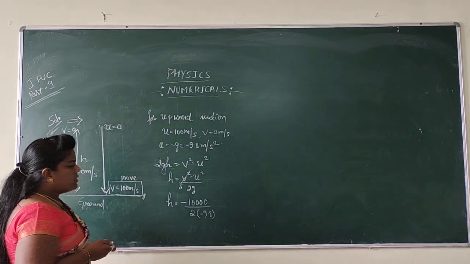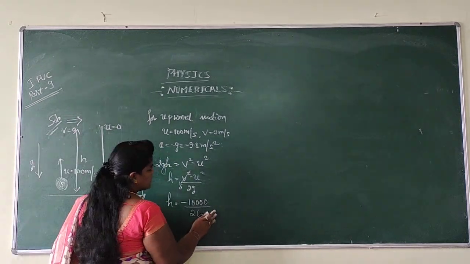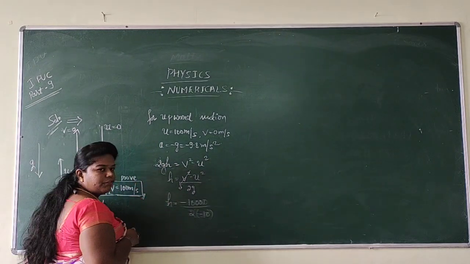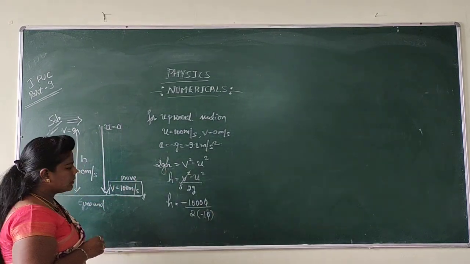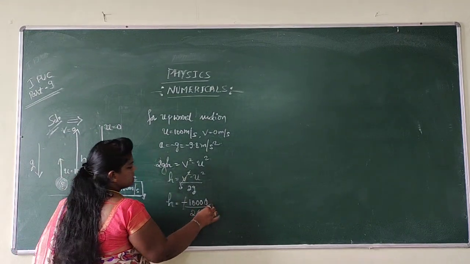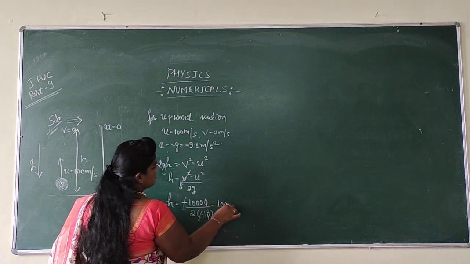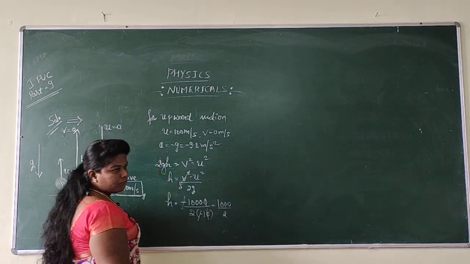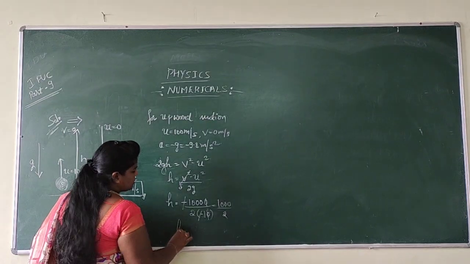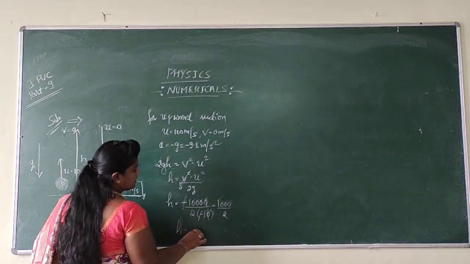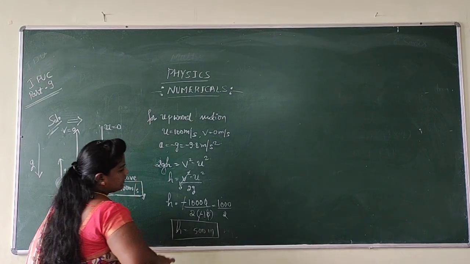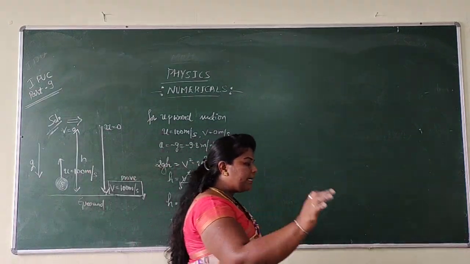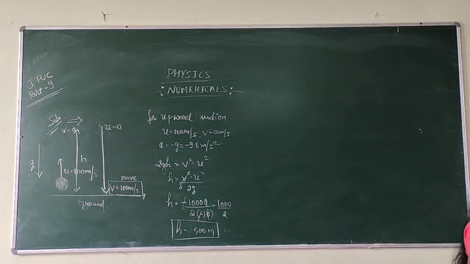For making my calculation easy, 9.8 is written in terms of 10, so that 0 and 0 cancel with each other, minus cancels with minus. Remaining is 1000 divided by 2. So h is equal to 500 meters. Finally we calculated the height of the journey of the ball is equal to 500 meters.